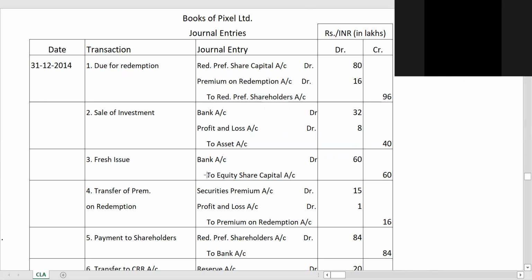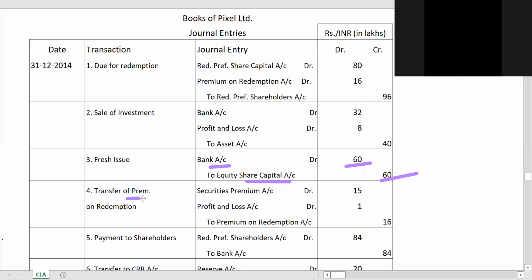अब उसके बाद हमने फ्रेश इश्यू की एंट्री देख लिया, बैंक अकाउंट डेबिटेड टू इक्विटी शेयर कैपिटल, और जैसा मैंने कहा, equity share application and allotment account debited. When you are taking the entire thing in one installment, you don't do share application account and allotment account separately. Only one account, share application and allotment account, when you are taking the money in lump sum. Or you can do it directly also like this.